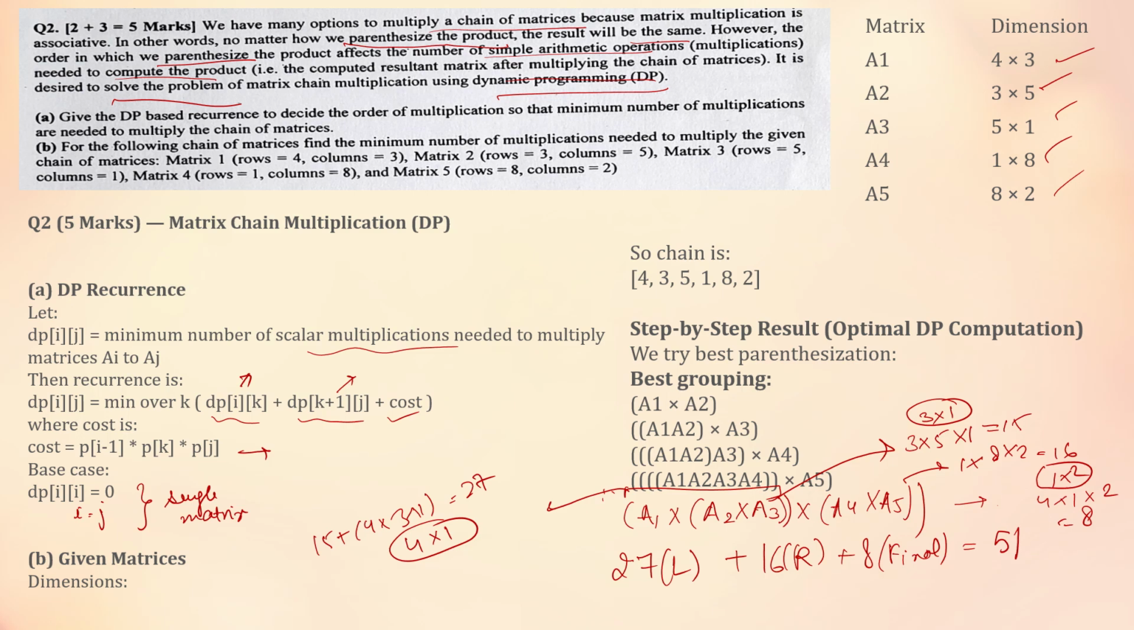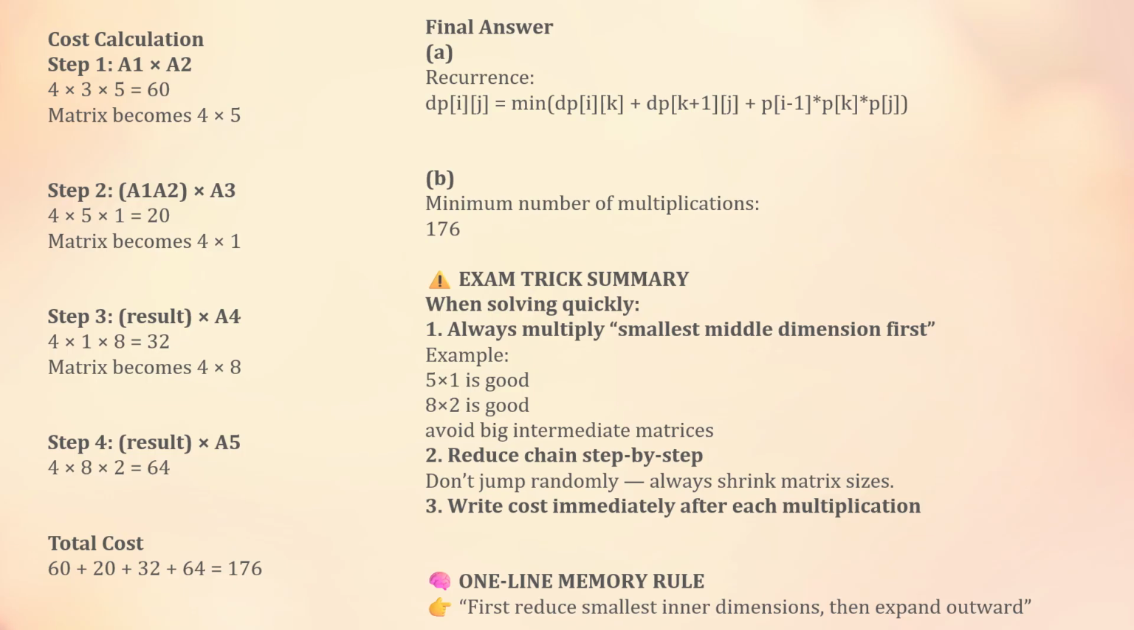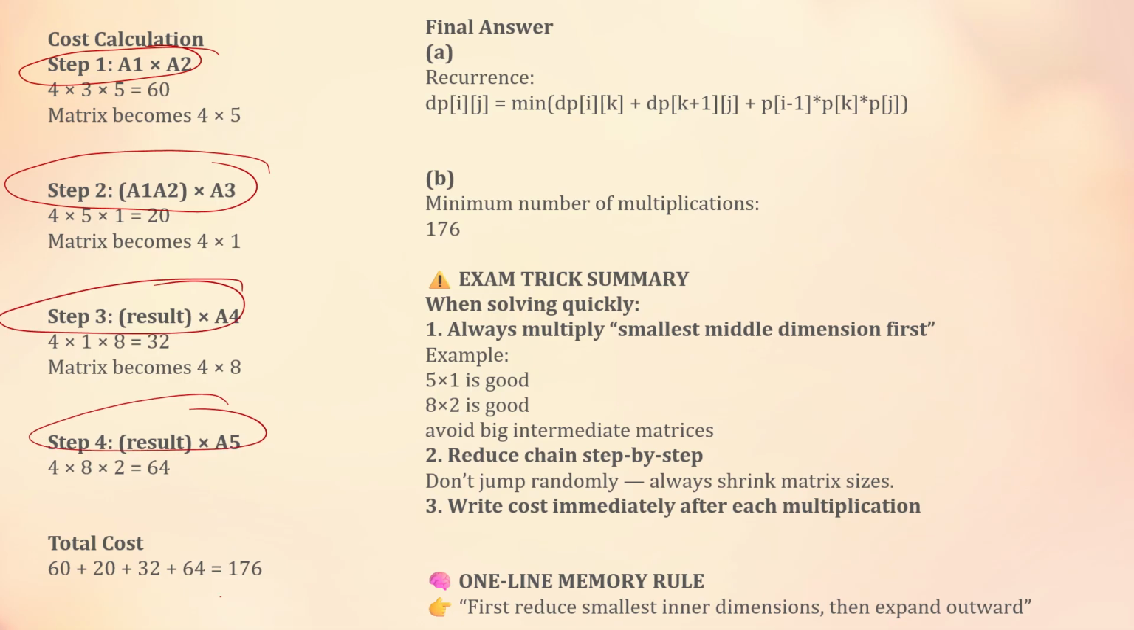So this is what we have done. Let's see the steps written properly. First, we'll check the cost calculation of A1 into A2. We check the second combination, the third, and the fourth. We compute the total cost. First you have to take individual brackets, then take the brackets along with the expression and calculate. I had explained the recurrence equation. I hope you will be able to solve for the minimum number of multiplications.